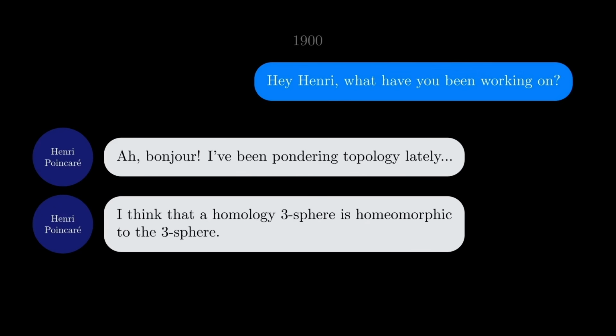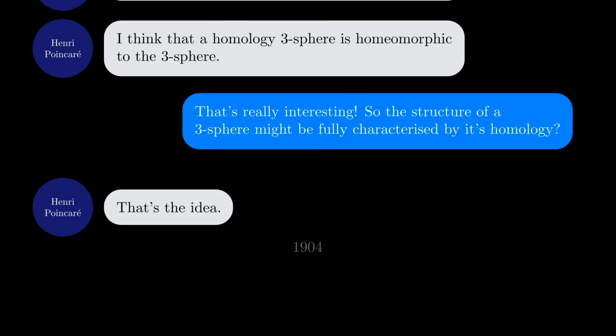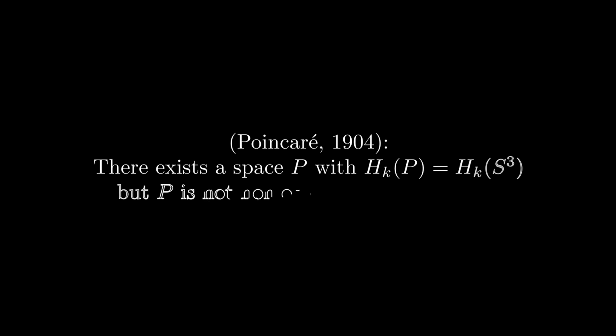In the year 1900, he conjectured that every three-manifold with the same homology groups as the sphere is homeomorphic to the three-sphere. But then 4 years later, he discovered that this was not the case. There exists a three-manifold P called the Poincaré Homology three-sphere that has the homology groups of the three-sphere, but is not homotopy equivalent to it, so certainly also not homeomorphic.